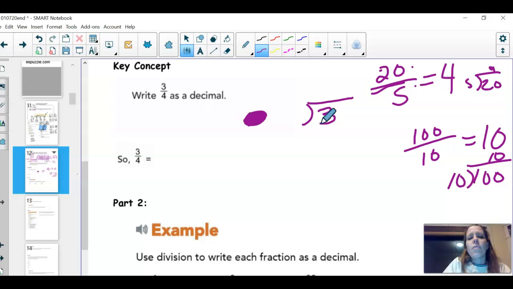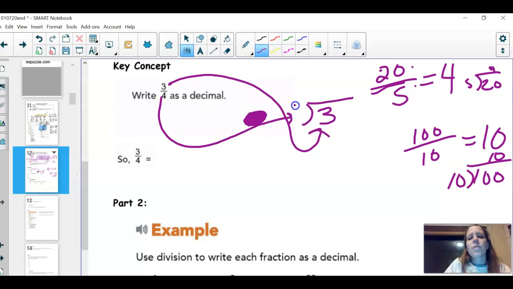I'm going to put my bridge. I'm going to put a 3 here. The number on the top goes here, and the number on the bottom goes there. 3 divided by 4. 4 times no number will go into 3, so I'm going to put a 0. 0 times 4 is 0.